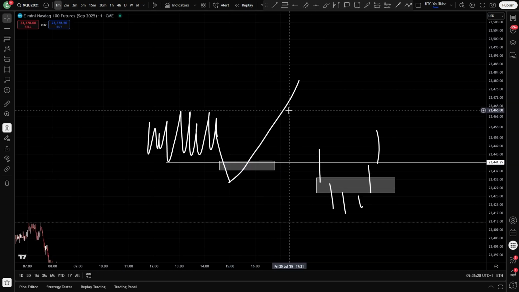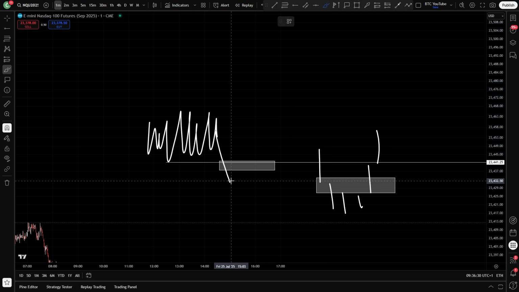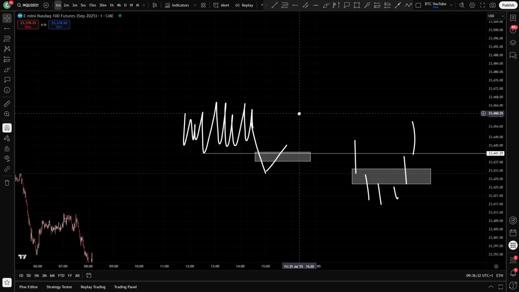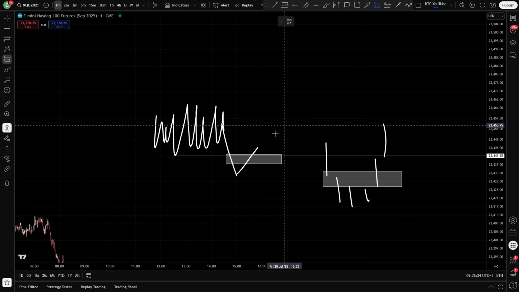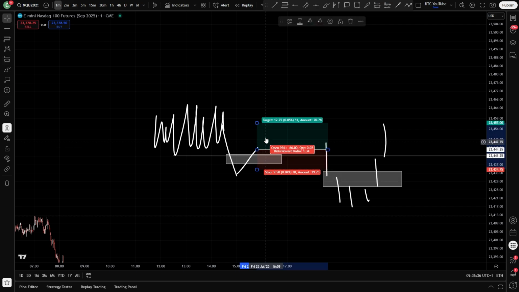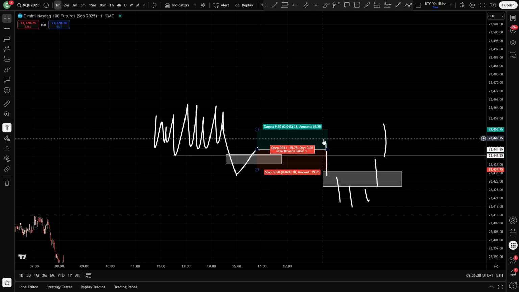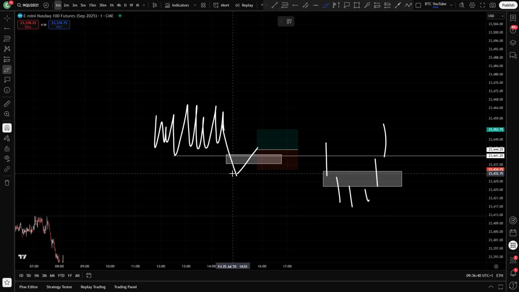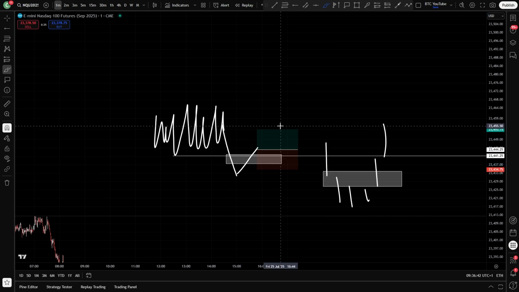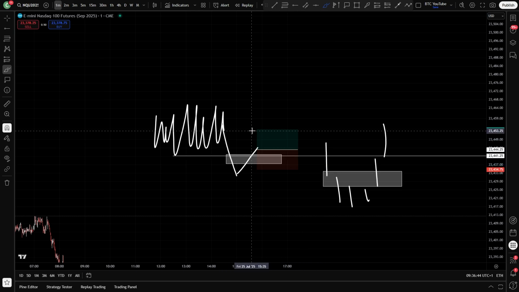And then all you'll be looking to do, you get your manipulation, you get your distribution back up, you close back above your fair value gap, you enter here, you're targeting a 1-for-1 for your first take profit. Stop losses are closed back below. Take half off once you hit your 1-for-1 and go break even on the rest. And then you've got runners.